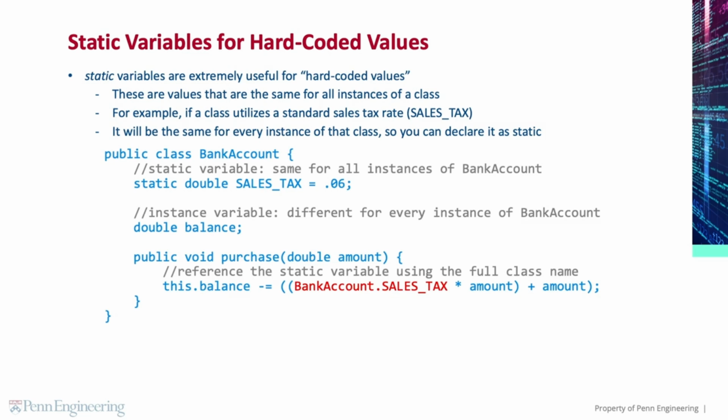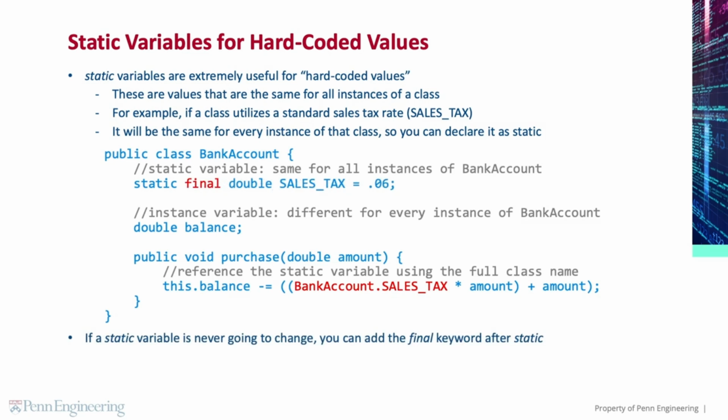Remember, to access a static variable, reference the static variable using the full class name. Here in the purchase method, before deducting from the bank account's balance, we calculate the amount of sales tax by multiplying the given purchase amount by the standard sales tax rate. We access the static value by referencing bankaccount.salestax. If a static variable is never going to change, you can add the final keyword after static.